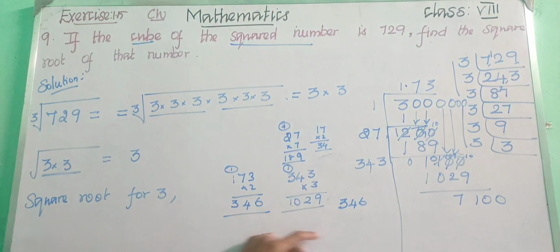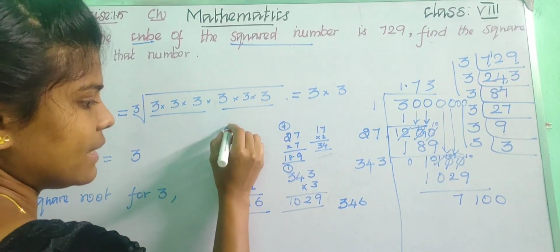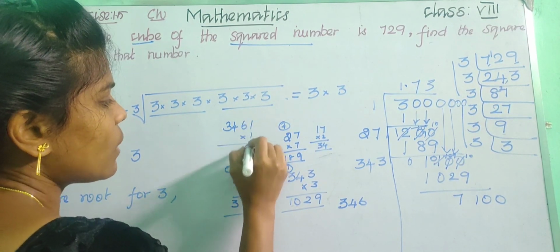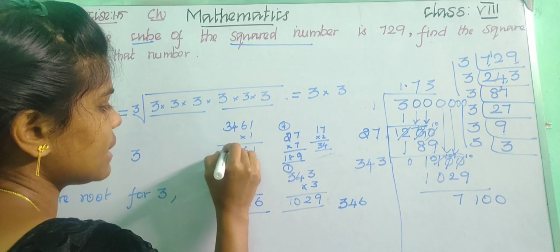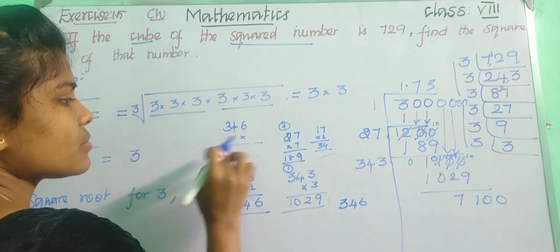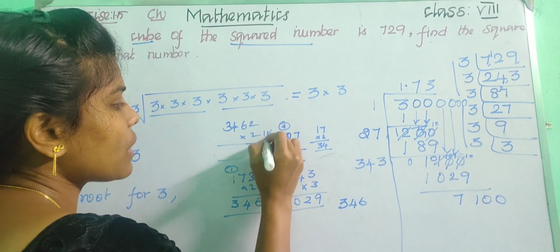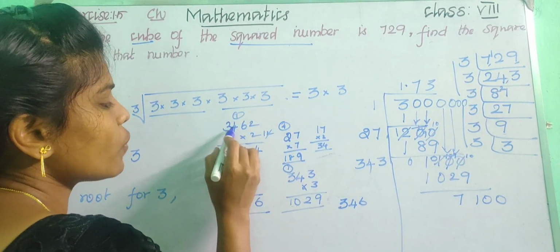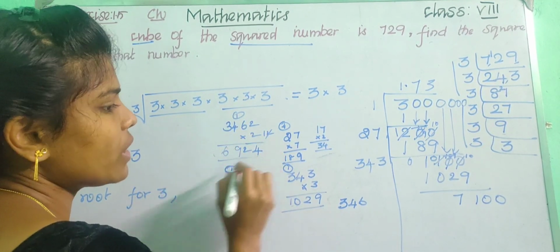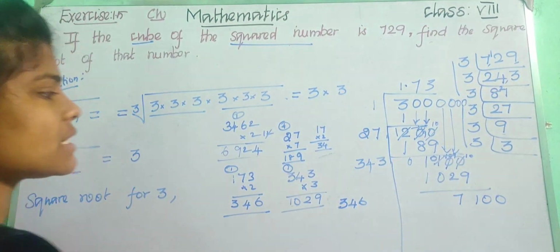We need to check the number. So let us check with 1 and 1. Let me write here. So 3 4 6 into 1. Now multiply: 1 1 is 1, 1 6 is 6, 1 4 is 4, and 1 3 is 3. So now we got 3,461. So let us check with 2 and 2. So 2 2s are 4. 6 2s are 12. So 2 and 1 as the carry. 4 2s are 8. 8 plus 1, 9. 3 2s are 6. Now we got 6,924.